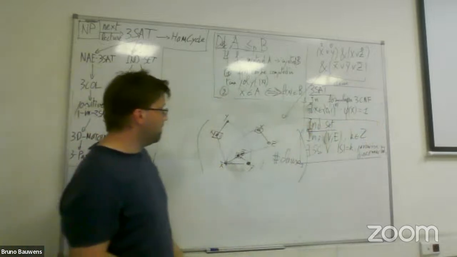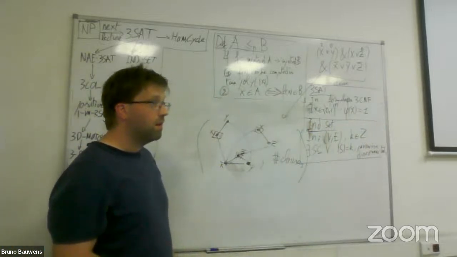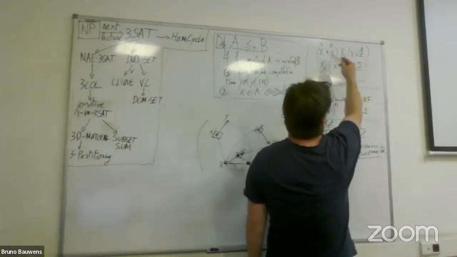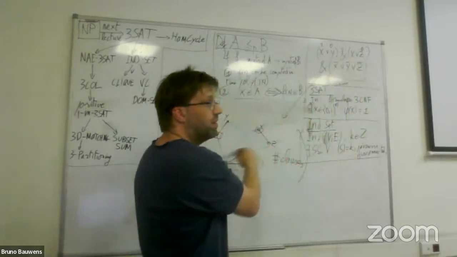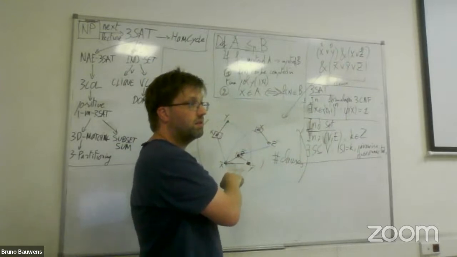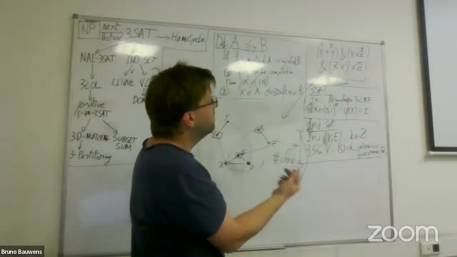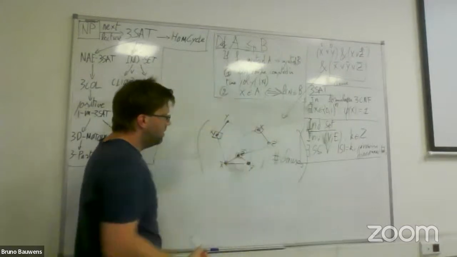Can you repeat one more time why each clause is represented in the independent set? So that's our construction. We look at the formula and we make a clique for every clause. So we ask for an independent set of size 3, the number of clauses, which is 3.